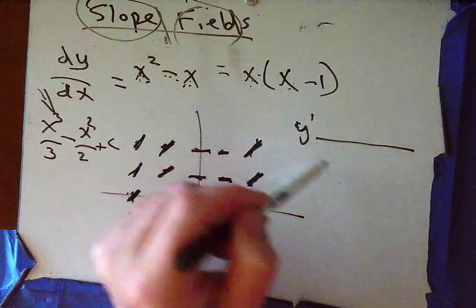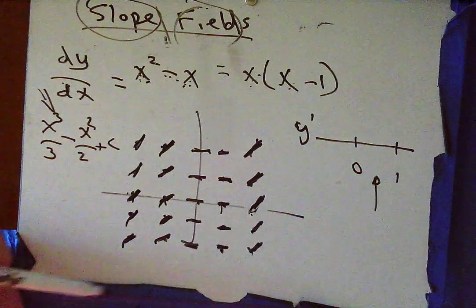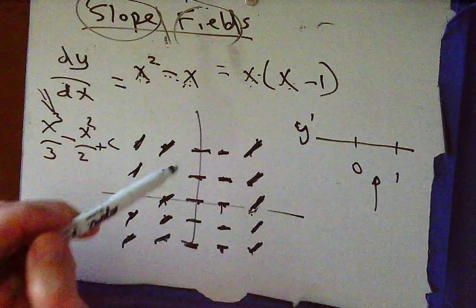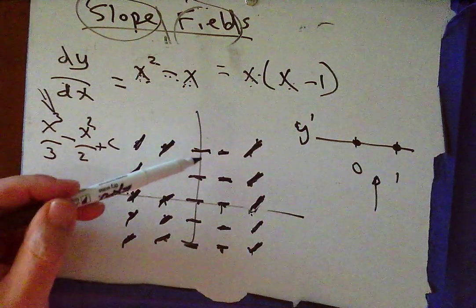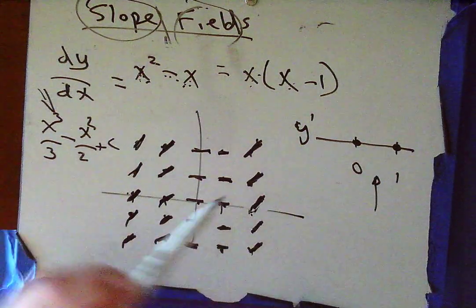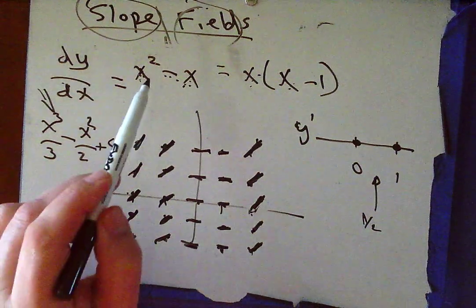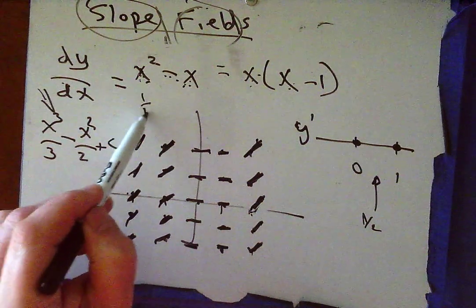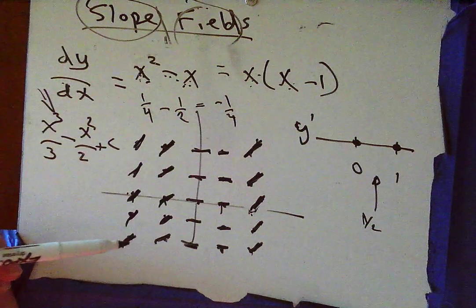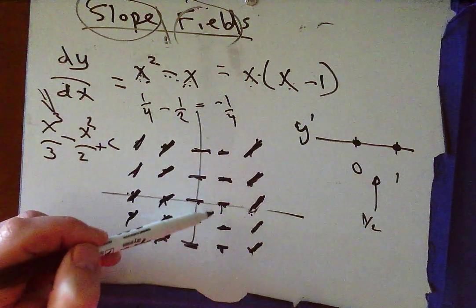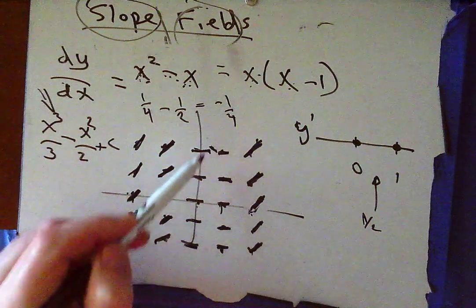If I make a y prime sign chart and put on 0 and 1, what's happening in between those? We found out that we would have a 0 slope on y at these places, and I see that here. But in between those two numbers, like at 1/2, what's happening? Well, 1/2 squared is 1/4 minus 1/2, and guess what? That's negative 1/4. So in between these two values, at 0 and at 1, I get a little negative slope going on.